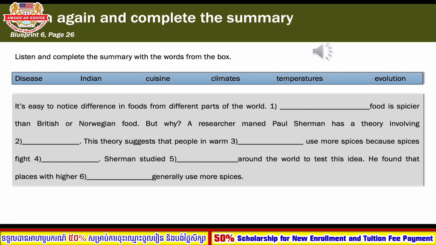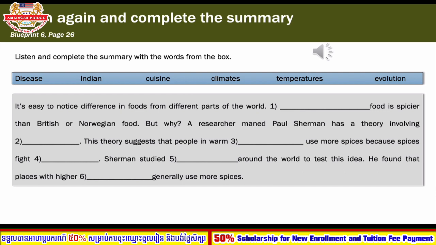As the world gets smaller, people are becoming more familiar with foods from other countries. You've all probably noticed that some parts of the world have spicier food than others. For example, Indian food is much spicier in general than British or Norwegian food. This is especially true of meat dishes. An American researcher named Paul Sherman developed a theory to explain this, and it involves evolution. Sherman's theory is this: cultures in warmer southern climates have spicier cuisine than cultures in cooler northern climates.